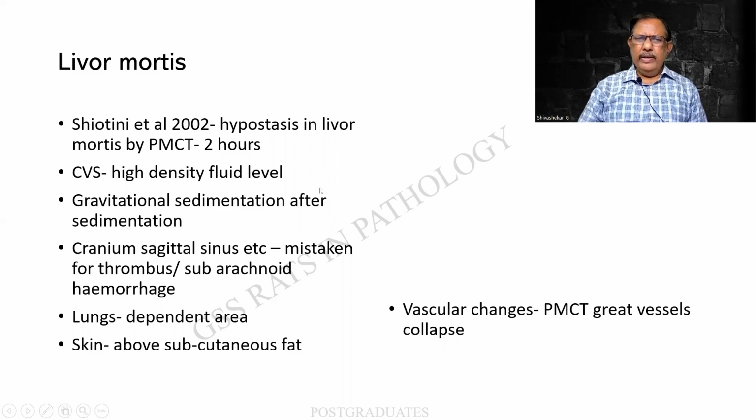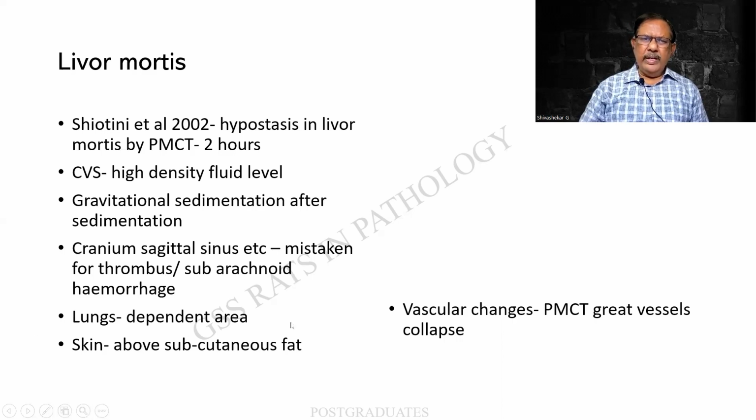In the cardiovascular system, high density fluid such as the RBCs, etc., can settle down, and there is always a fluid level possible within a vessel, within an aneurysm, or within the ventricular chamber. Gravitational sedimentation can be made out. And in some areas like the cranial sagittal sinus, etc., the settling can sometimes be mistaken for a thrombus. A question we used to be asked is, what is the difference between an antemortem clot and a postmortem clot? Please go back to your class on thrombus.